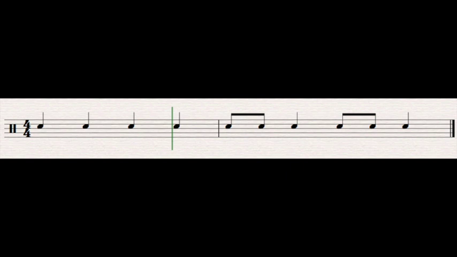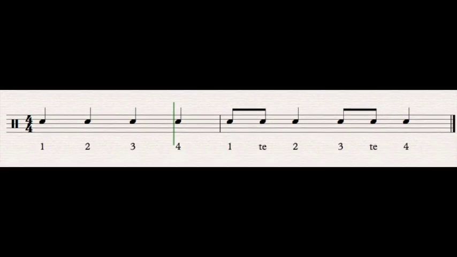it twice as fast. So this one would go 1, 2, 3, 4. 1 te, 2, 3 te, 4. So in the second measure, beats 1 and 3 have an upbeat. They have a te. And here's how you would write that. 1, 2, 3, 4. 1 te, 2, 3 te, 4. Okay? Let's do another one.